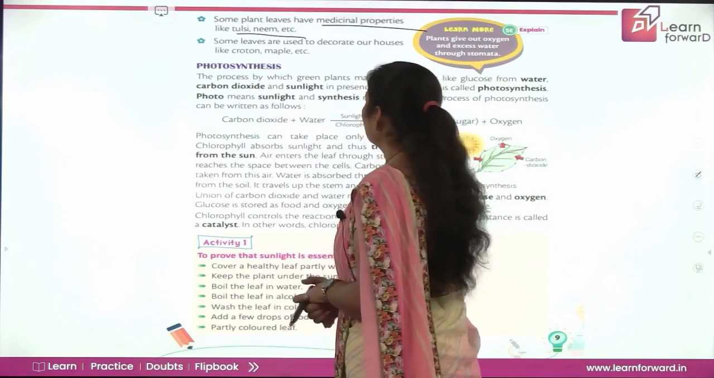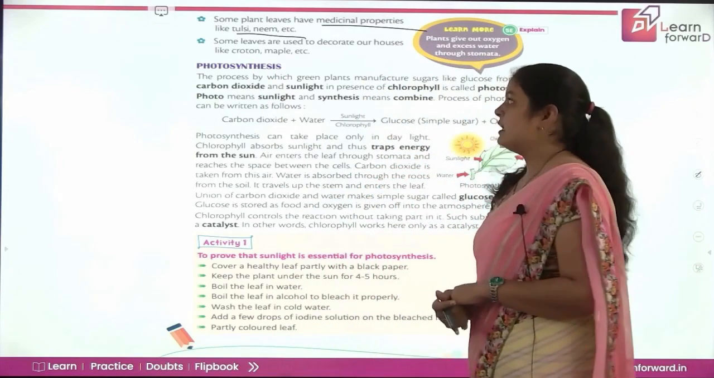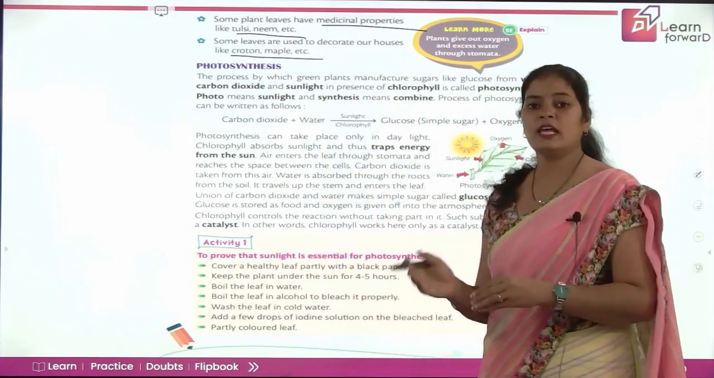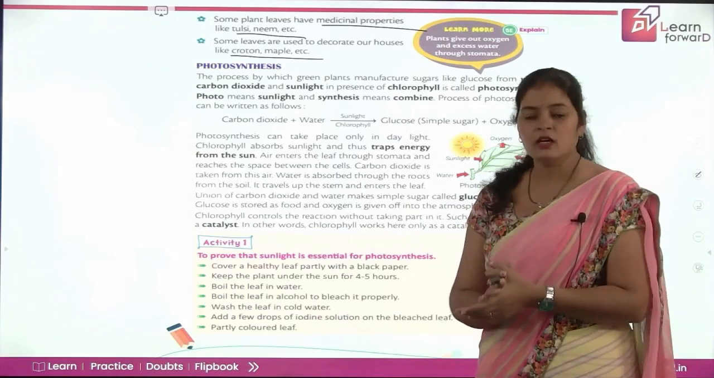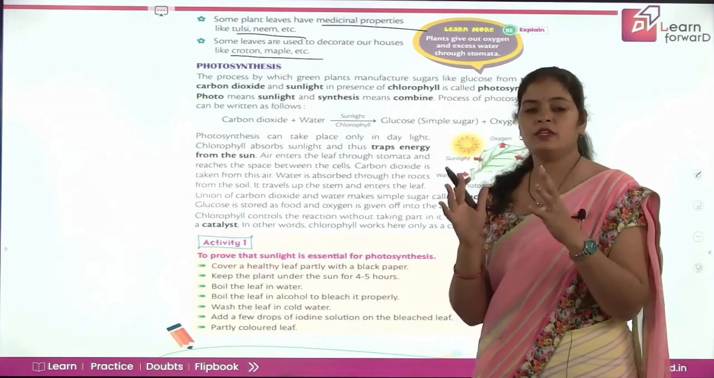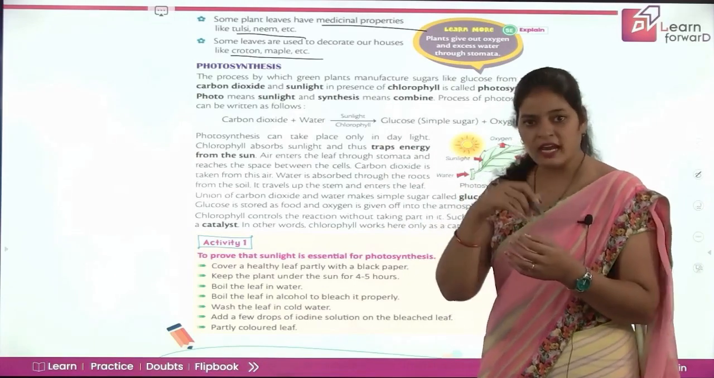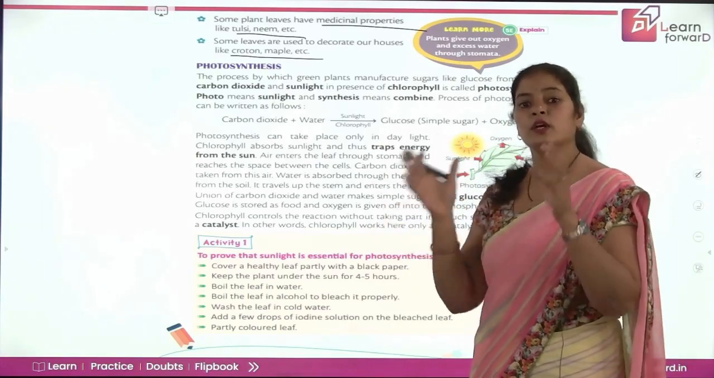Some leaves are used to decorate your houses as well, like croton and maple. So these leaves are used for decoration. They are dried, pressed, dried. When all moisture content of the leaf has gone away, then it is used for drawing purposes, or you can write quotations over there and you can draw things over them.